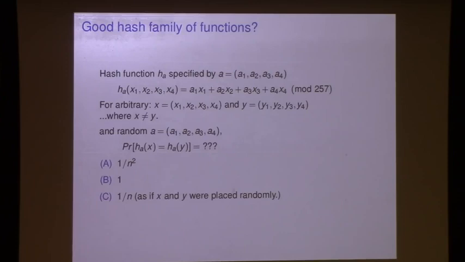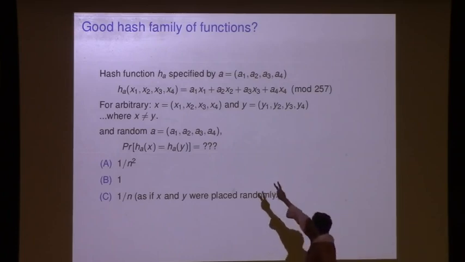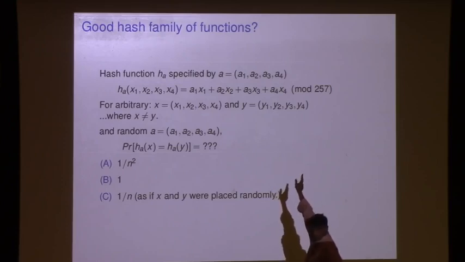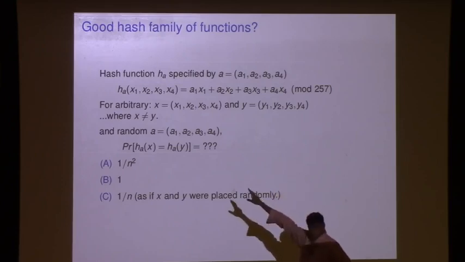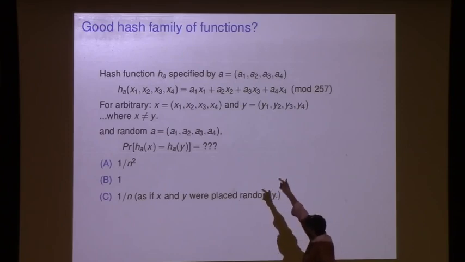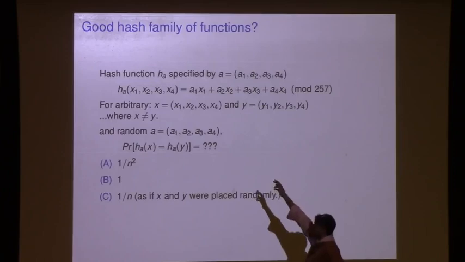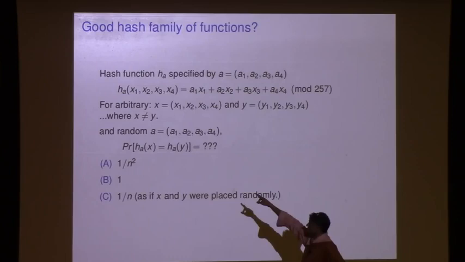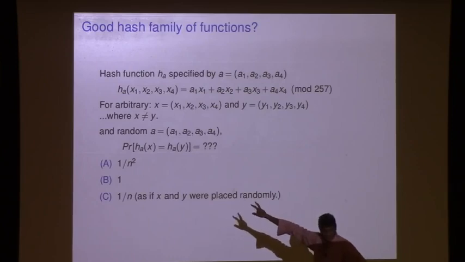Right? 1 over n is what we should be targeting. Now it's mathematical. What we're saying is, you're giving me any two elements of this field from 0 to 257, x and y. Now I want to calculate a bound on the probability that a randomly selected function, corresponding to a1 through a4, maps x and y to the same value.